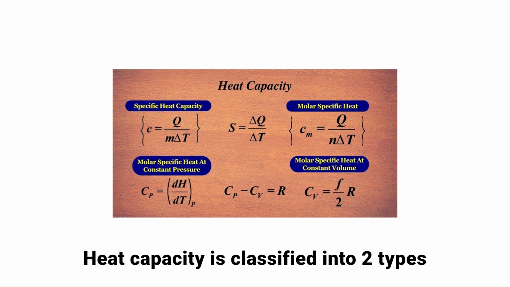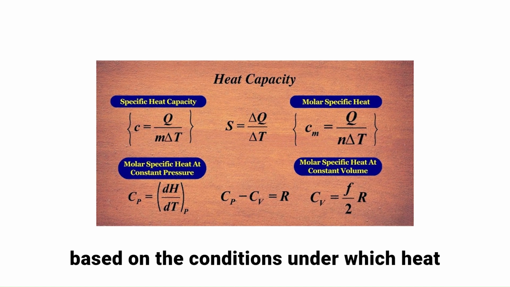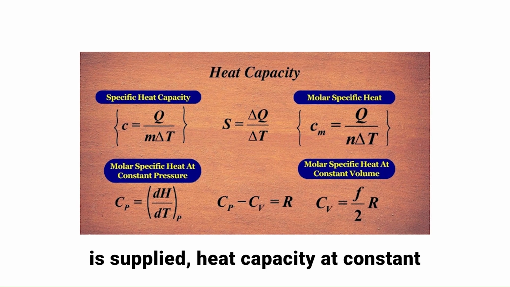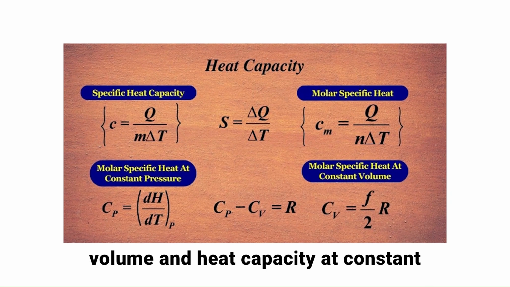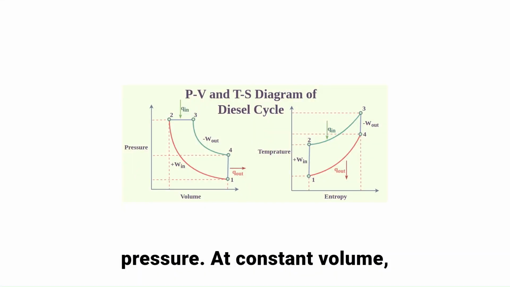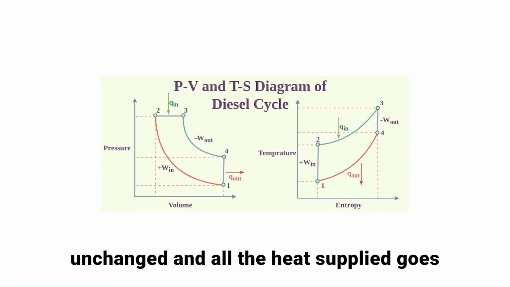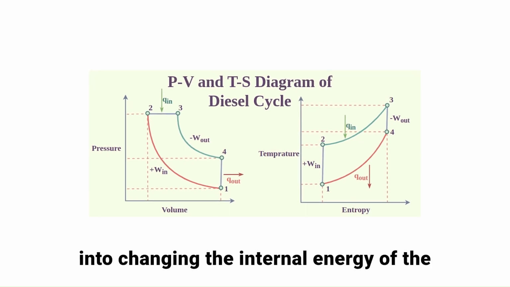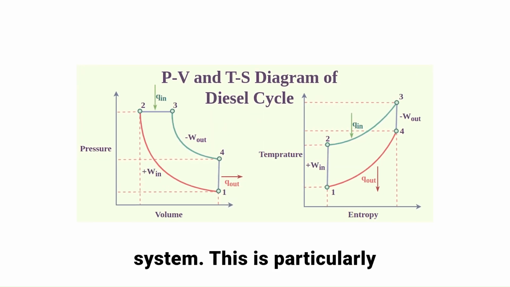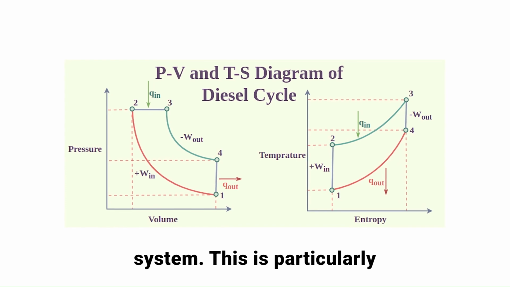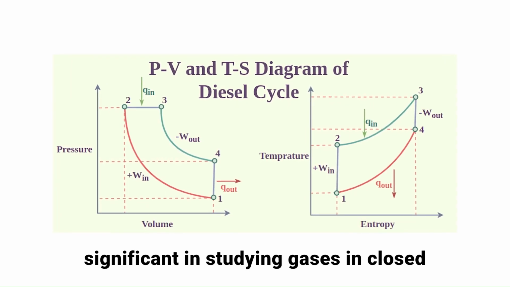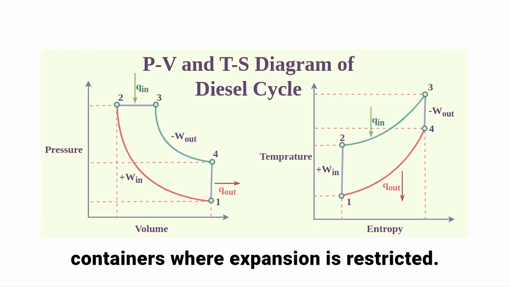Heat capacity is classified into two types based on the conditions under which heat is supplied: heat capacity at constant volume and heat capacity at constant pressure. At constant volume, no work is done since the volume remains unchanged, and all the heat supplied goes into changing the internal energy of the system. This is particularly significant in studying gases in closed containers where expansion is restricted.